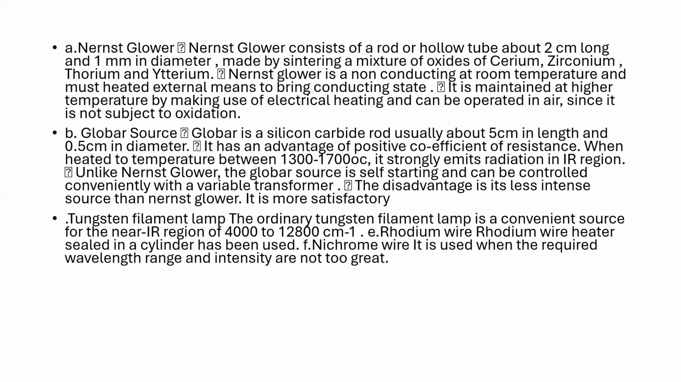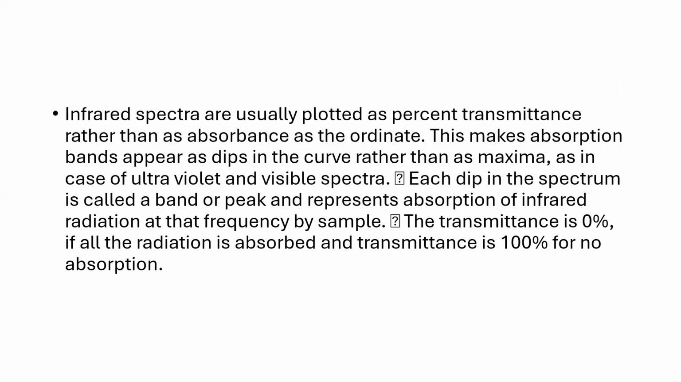So if you talk about the tungsten filament light, the ordinary tungsten filament lamp is a convenient source of the near IR region, that is 4000 to 12800. So depending upon which region of IR you are interested to work in, you have to choose the light source.